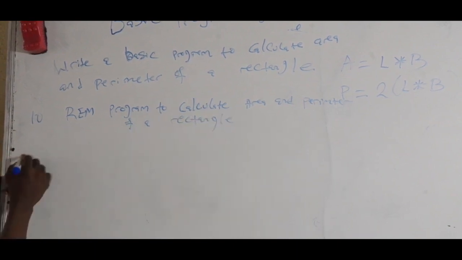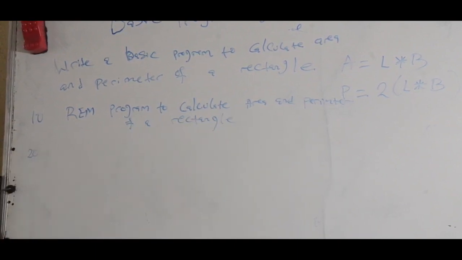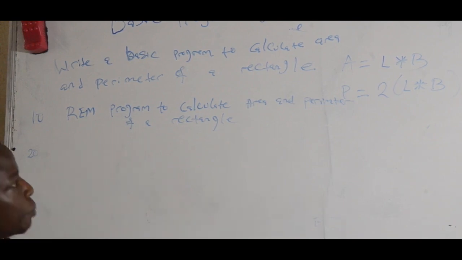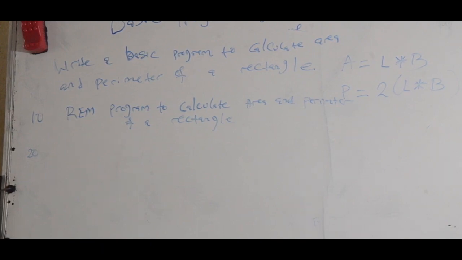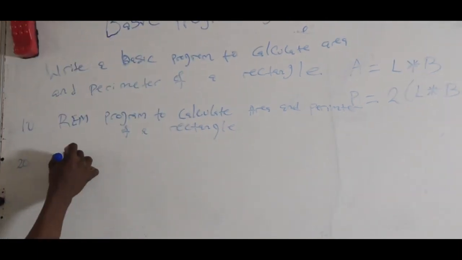So now, the next line, you're coming to line 20. The problem we have now is that we don't know the length, we don't know the breadth, because they did not tell us. Let's say they tell us that L equals 4, B equals something, that's another scenario, but in this scenario, they don't tell us. So we have to accept it from the user. So we still go INPUT.